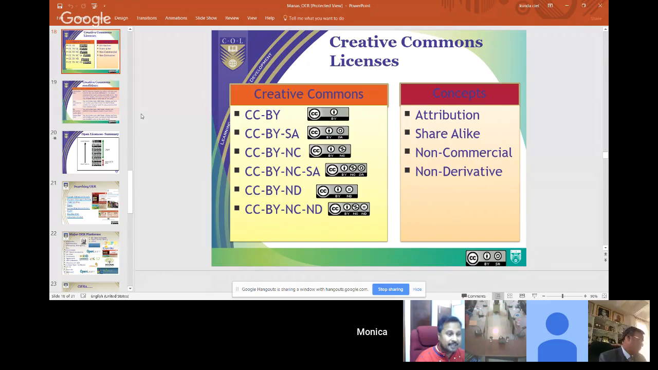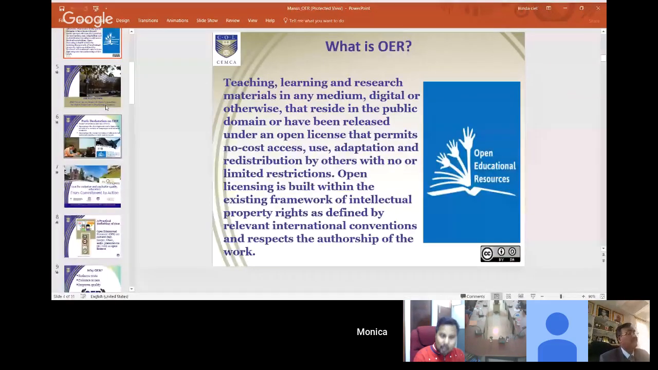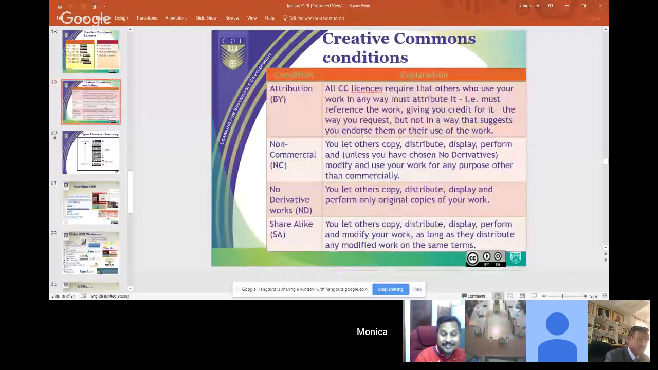Let me just tell you that this Creative Commons team came out with these open licenses, and they thought in a different way and conceptualized them with these 4 components. One is attribution, share alike, non-commercial, and non-derivative. I would like to share with you that these Creative Commons licenses have been approved and recognized by the Supreme Court of the United Nations.